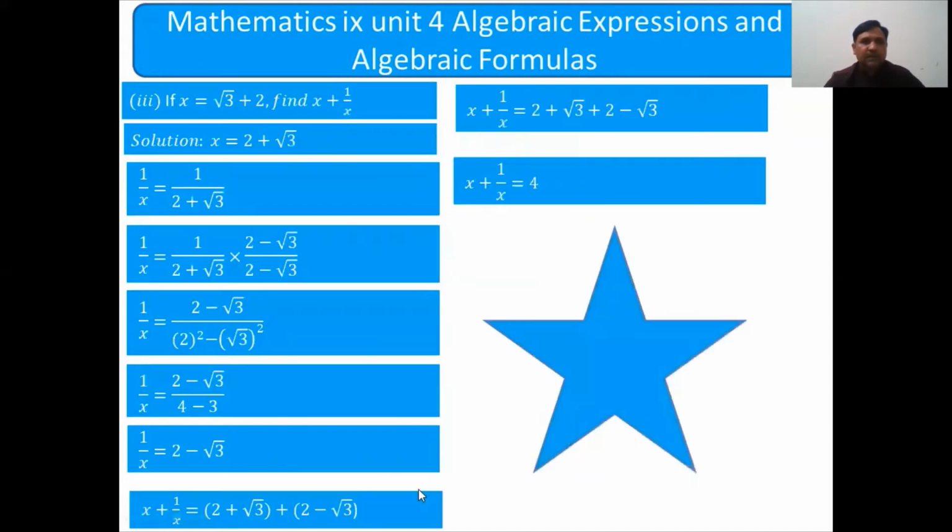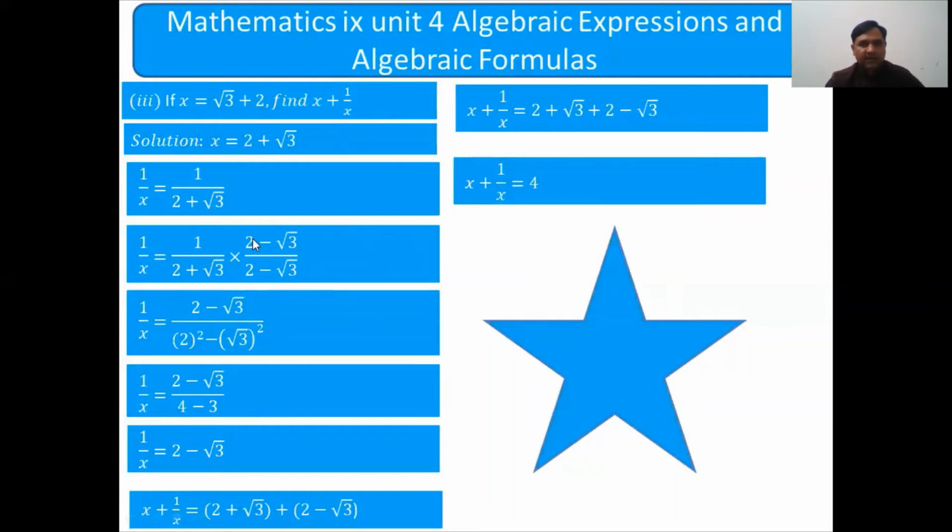Part 3, x is given 2 plus square root of 3. Here it is given x is equal to square root of 3 plus 2. So we can write this as 2 plus square root of 3. So 1 by x will be equal to 1 divided by 2 plus square root of 3, and the conjugate of this will be 2 minus square root of 3. So we multiply and divide with the conjugate, so that we remove the binomial surd in the denominator.